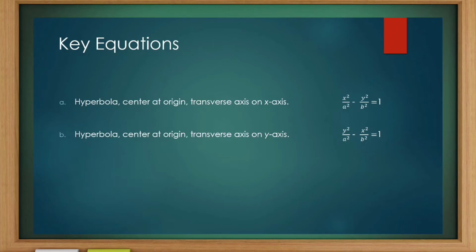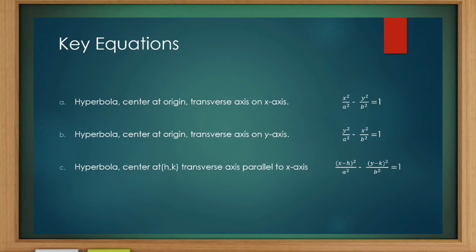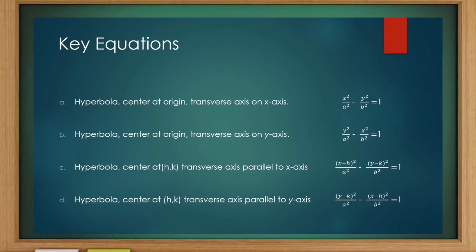For letter C, if you have an equation like this, the h and k were given, so therefore the center of the hyperbola is at (h, k), then the transverse axis is parallel to the x-axis. Then for letter D, if you have an equation like this, the h and k were given, then the center of the hyperbola is at (h, k), then the transverse axis is parallel to the y-axis.